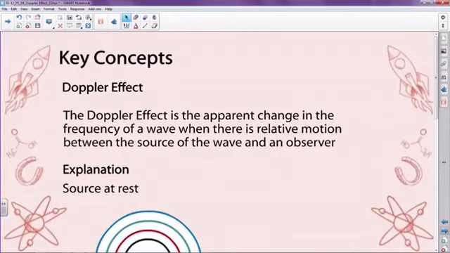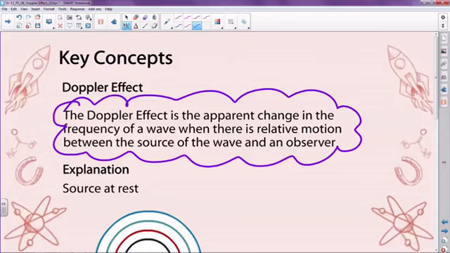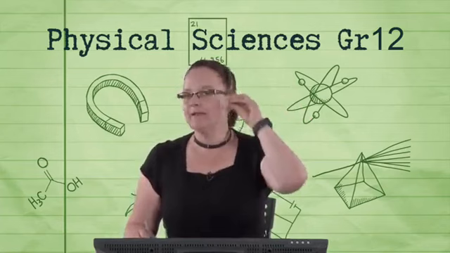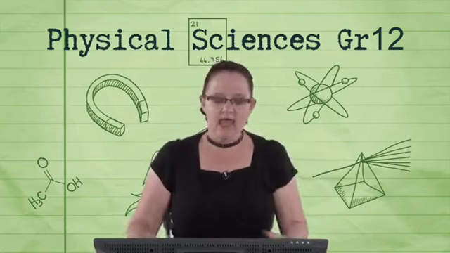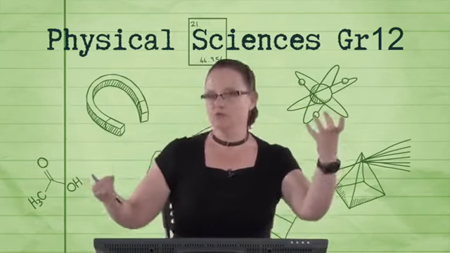So let's get straight into what Doppler is. Now, the definition for Doppler is right here. It is the apparent change in frequency. The only way the frequency of a sound or a wave can change is if the source actually changes. But it's an apparent change, an observed change in frequency, and it's when there is relative motion between a source and the observer.